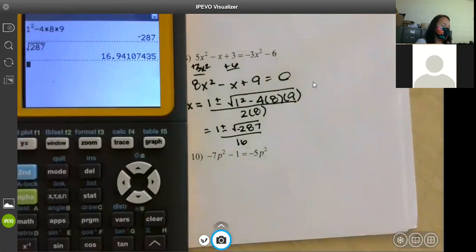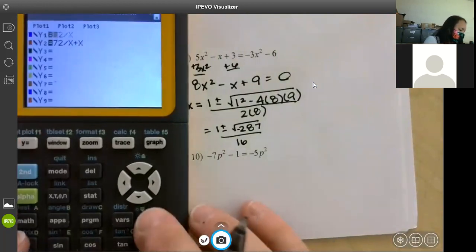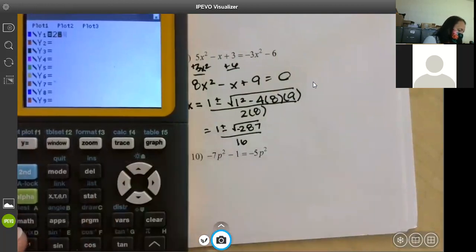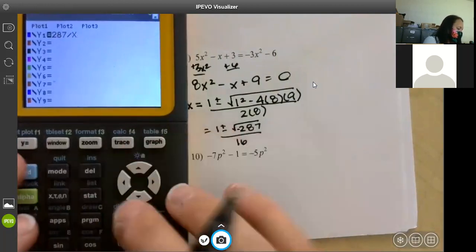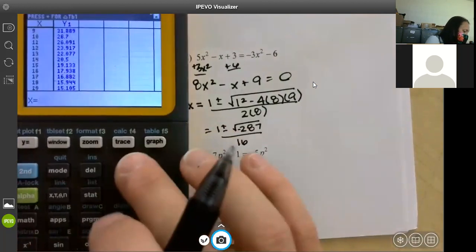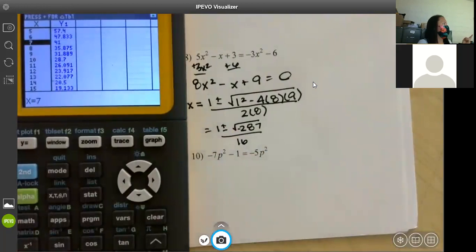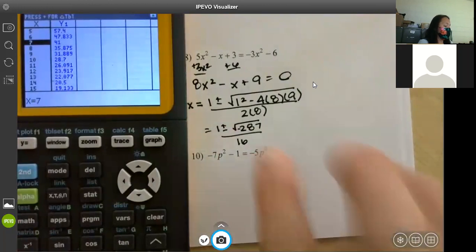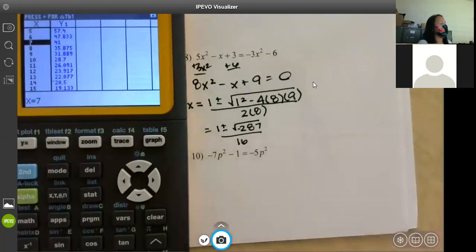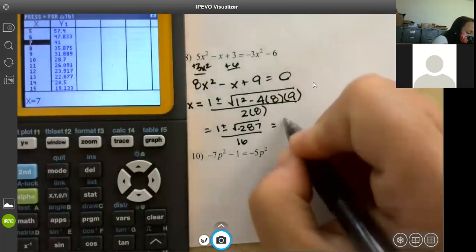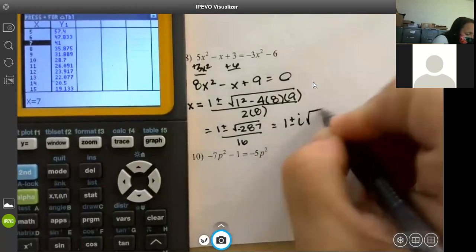Okay. So do I have factors of 287 that I can break down? There's 7 and 41. What do I know about both of those? 41 is prime and 7 is prime. There's no more breaking down. So do I have any pairs? No. So this is as good as it gets, except it's a negative 287. So what do I need to do? Bring out the i.